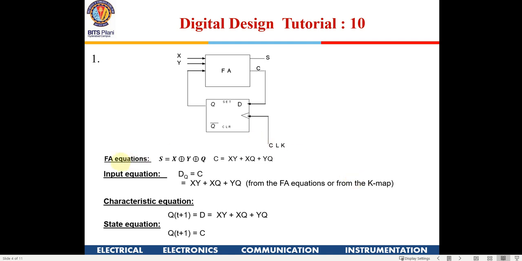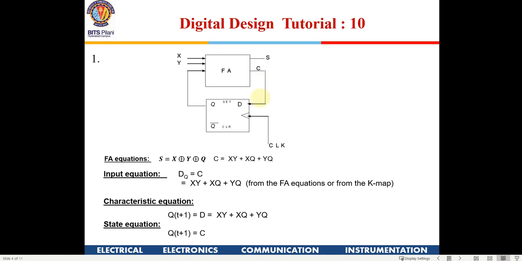Okay, so this is the full adder equation. There are three inputs, x, y, and q. Here C in is Q, from the previous state. So you have S is equal to x XOR y XOR q. This is a simple full adder equation, right? And the carry is xy or xq or yq. Okay, so if there are two ones, then it will generate a carry.